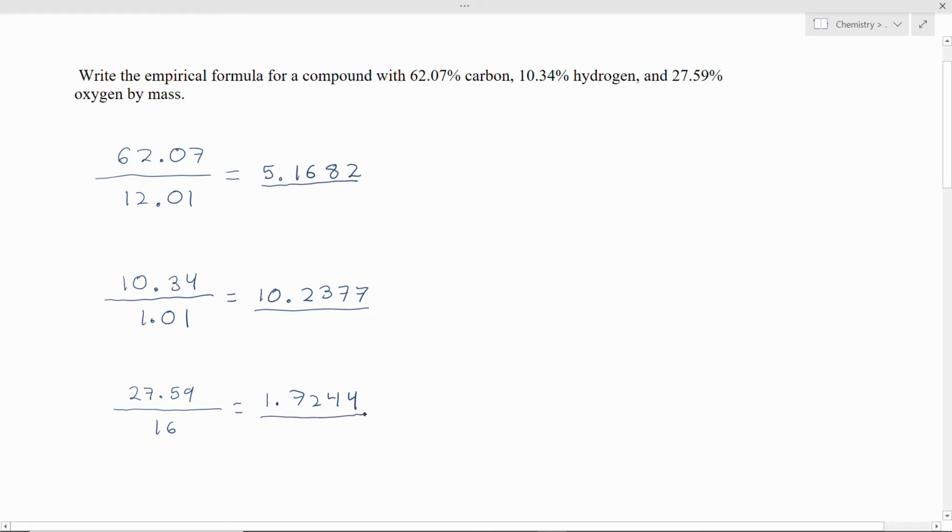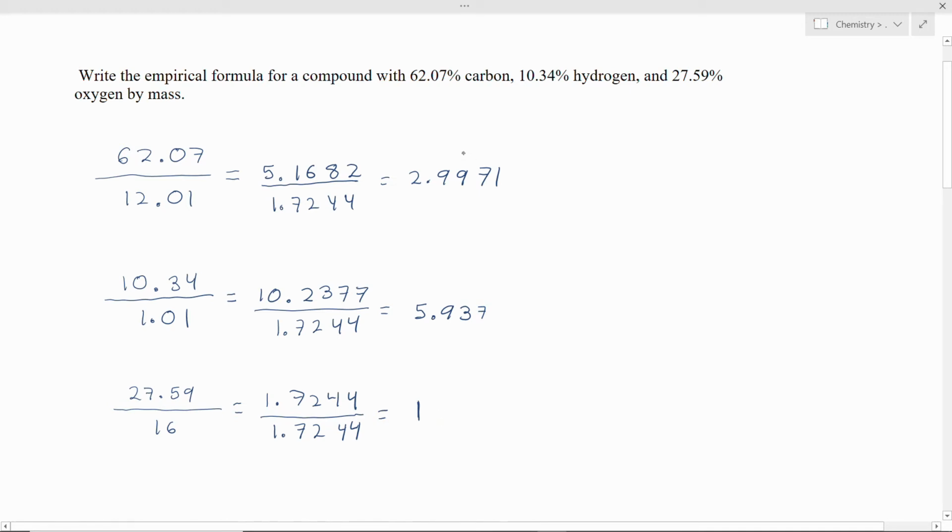Now our next step is to divide these three numbers by the smallest value that we just got, and that would be 1.7244. So we go ahead and divide each of these numbers by that 1.7244 number. Next we find the value of these divisions. So for this one we have 2.9971. For this one down here we have 5.937, and for this one right here we just have 1.